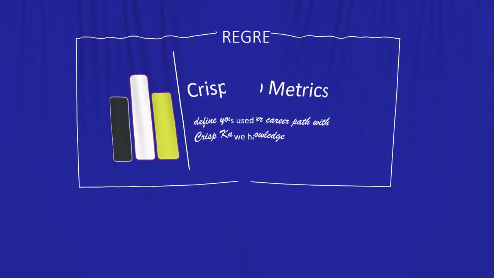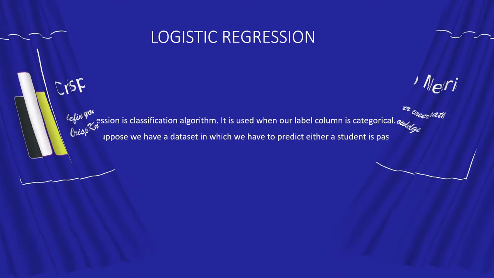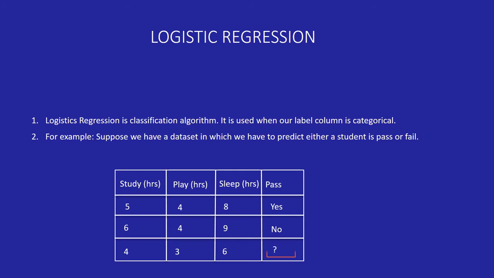In this video we will talk about logistic regression. Logistic regression is a classification algorithm. It is used when our label column is categorical. For example, suppose we have a dataset in which we have to predict whether a student will pass or fail.